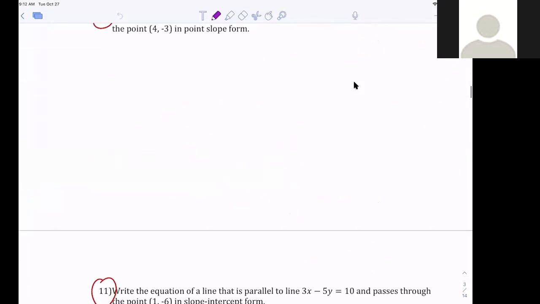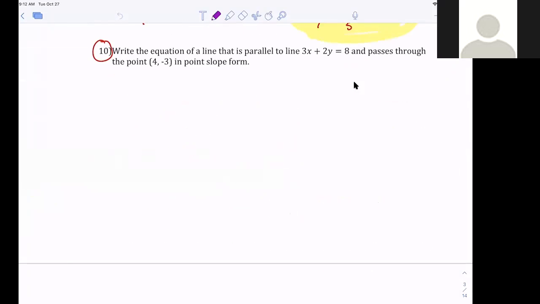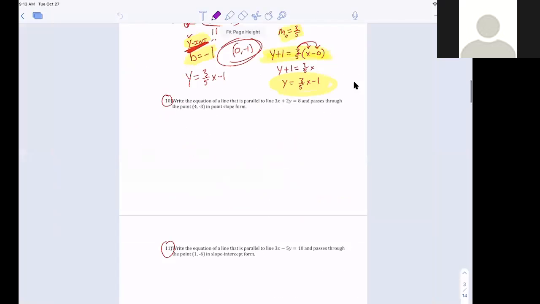So the first one you need to do is 10, right? Did we do 10 already? Yes. I don't have it on my work. Oh, no, because we had like 10, 11, 12. Let's go. 10's not on mine. So here we go. Let's see if you got it correct.